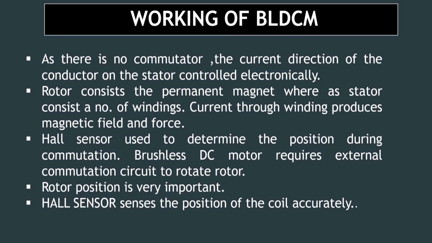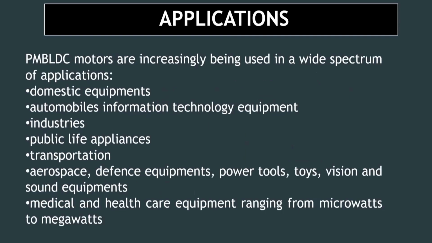So for the rotor, what are the important things? Rotor position has to be very accurate. The Hall sensor has to sense the position of the coil accurately, and a DC motor requires an external commutation circuit for this. What is commutation? For converting AC to DC, right?